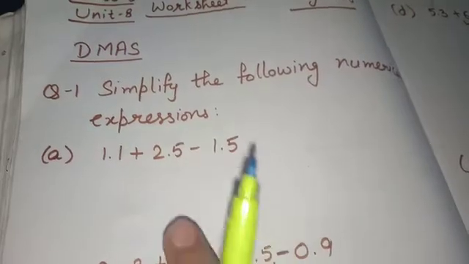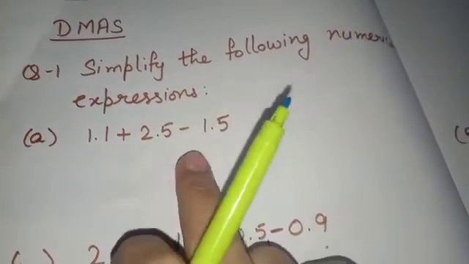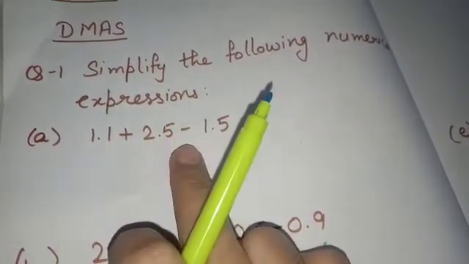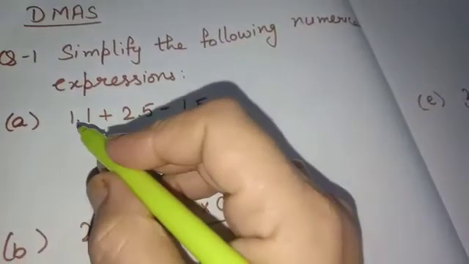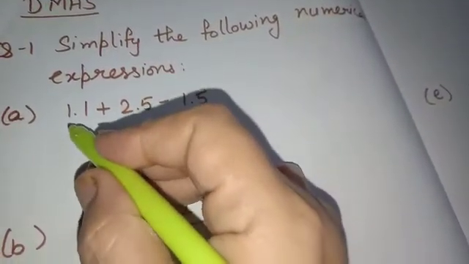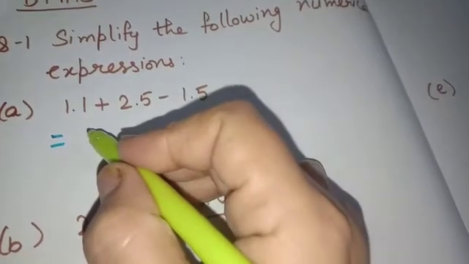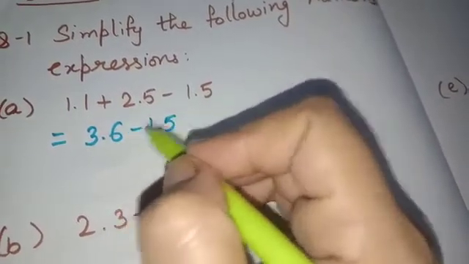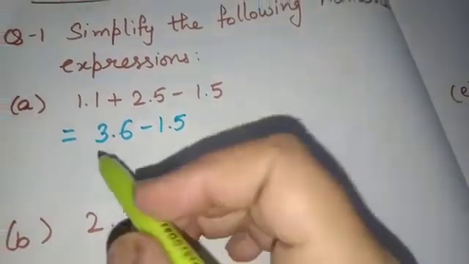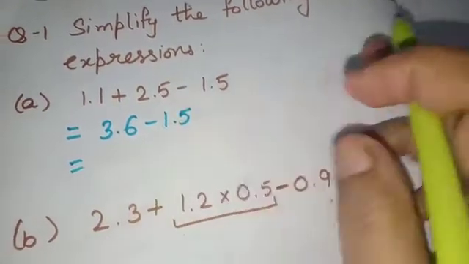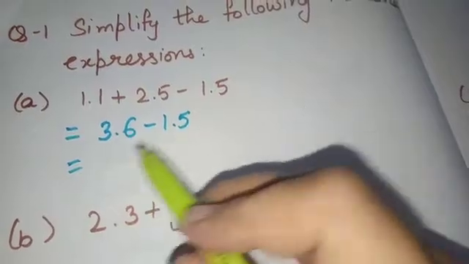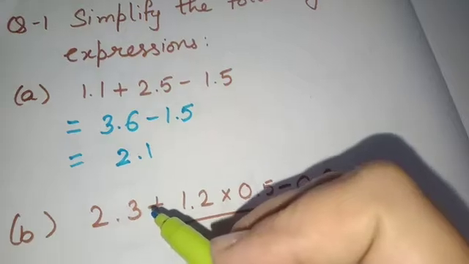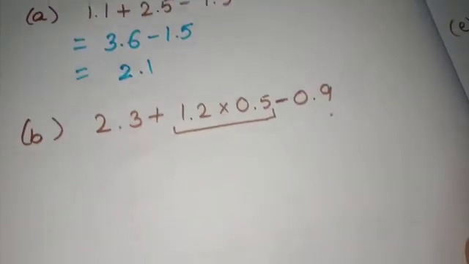Here the first part is 1.1 plus 2.5 minus 1.5. As the numerical expression is with two signs, plus and minus, what will we do? First of all, we will solve the plus sign. 1.1 plus 2.5, we know how to add two decimal numbers. If you can't add orally, you can check. You can do it by arranging in columns, but that will be in your rough work. Now for subtraction, it will be 2.1. This is the answer. Okay, let's move to B part.